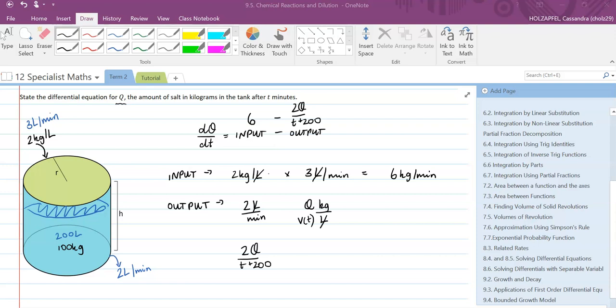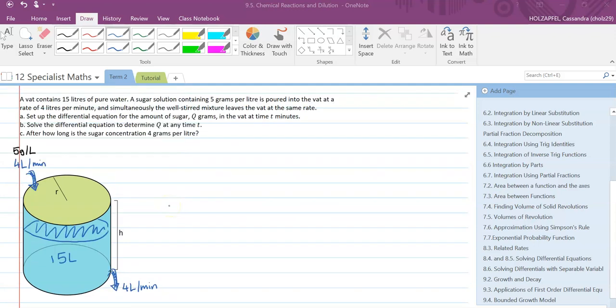Let's do one more example. All right, so here we have one more input-output problem. A vat contains 15 litres of pure water. A sugar solution containing 5 grams per litre is poured into the vat at a rate of 4 litres per minute, and simultaneously the well-stirred mixture is leaving the vat at the same rate. And so the first thing we're going to do is set up the differential equation for the amount of sugar Q in grams in the vat at any time t minutes.